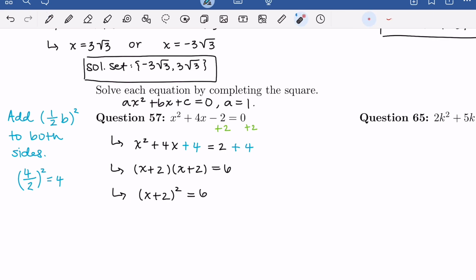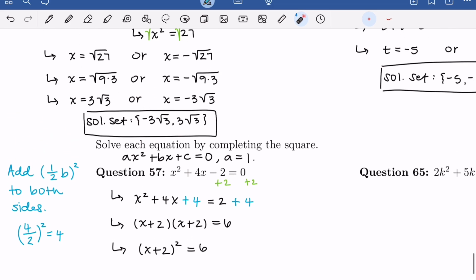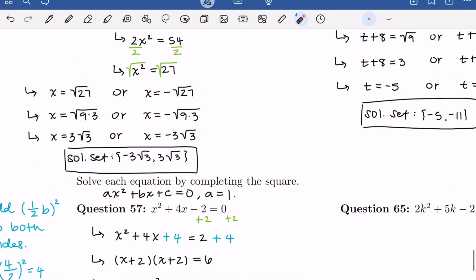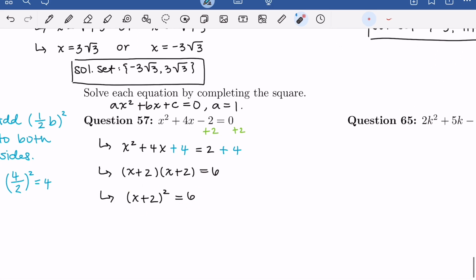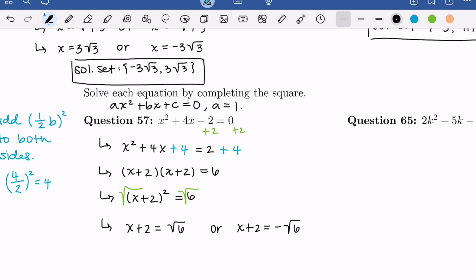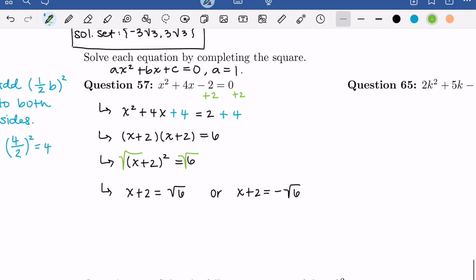And so notice that we ended up with an equation similar to what we've seen in the last two examples. So now to solve for this, we can use our square root property. So we'll take the square root of both sides. We're going to end up with x plus 2 is equal to the square root of 6, or x plus 2 is equal to negative square root of 6. So from here, we just have to solve for x.